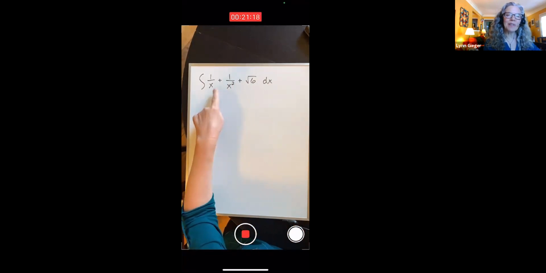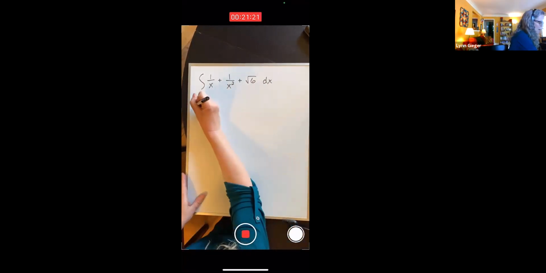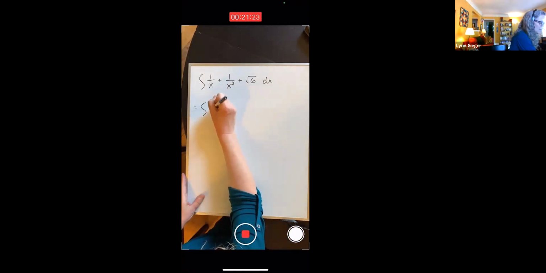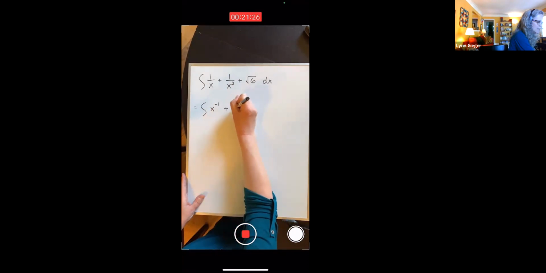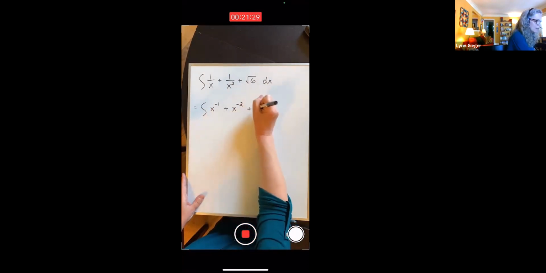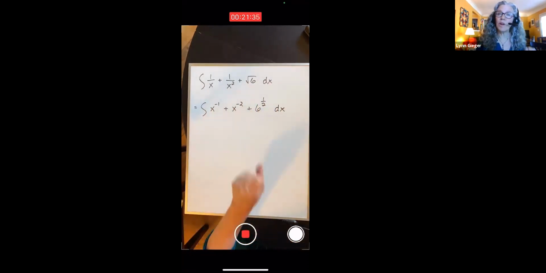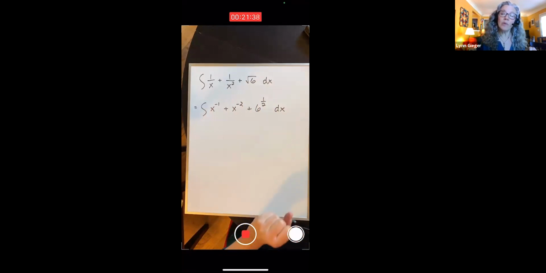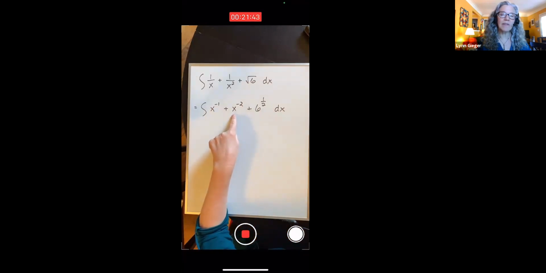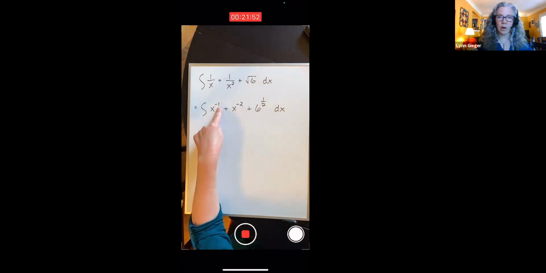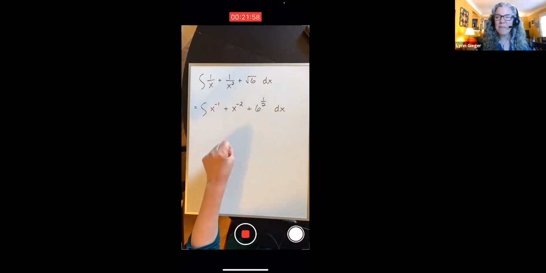Here's the interesting part, though, is that you might look at this one and go, oh, I need to rewrite that as x to the -1, and this one as x to the -2, and this as 6 to the 1/2. Now, that statement is 100% correct. It also is not 100% helpful. It was helpful for this term because I needed to have x to a power in order to be able to apply that power rule. But it's not helpful here because, yeah, I wrote it as a -1 power, but my power rule can't handle a -1 power. So this as a rewrite didn't really get me anything.